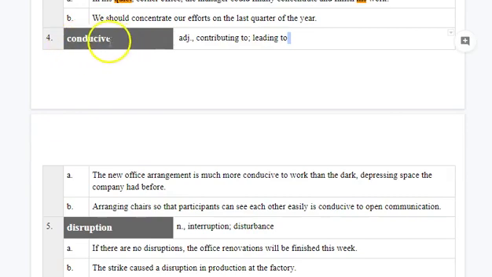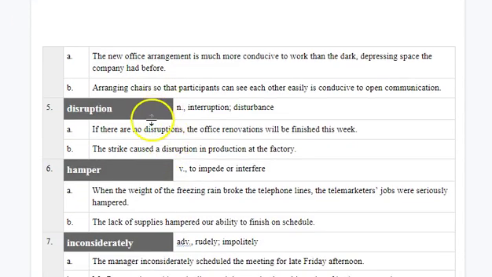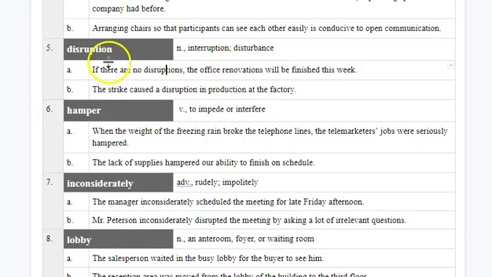Conducive, adjective, contributing to, leading to. The new office arrangement is much more conducive to work than the dark, depressing space the company had before. Arranging chairs so that participants can see each other easily is conducive to open communication.